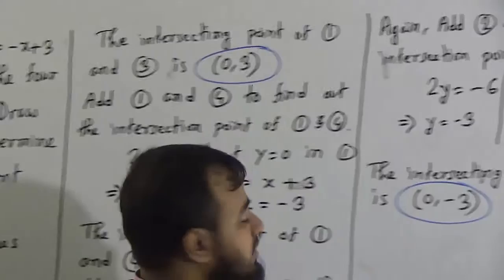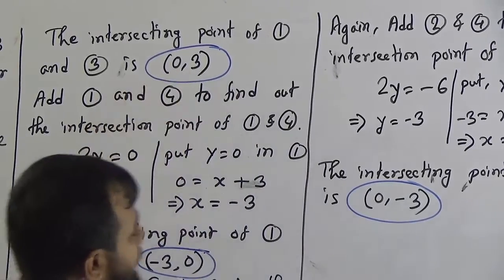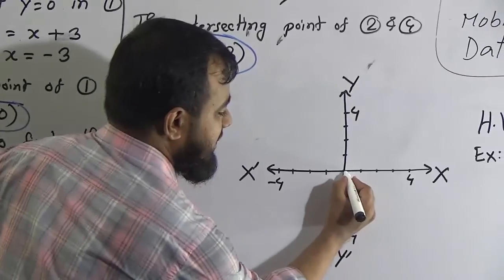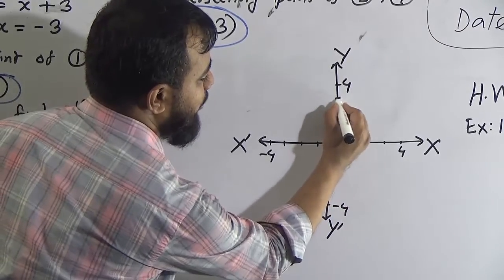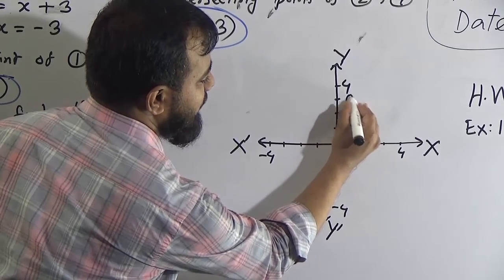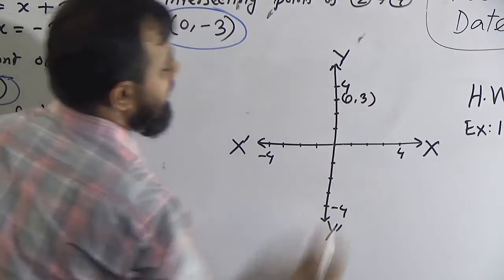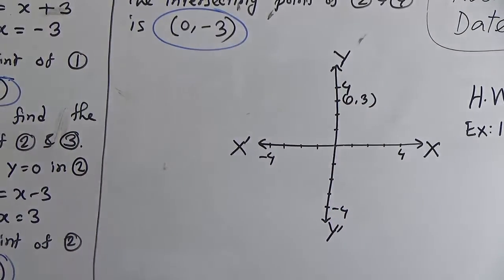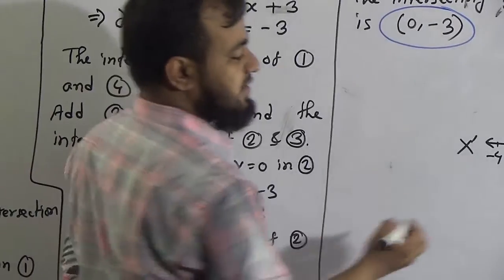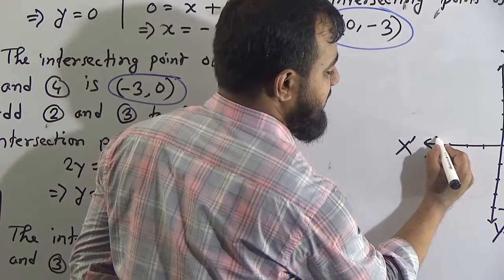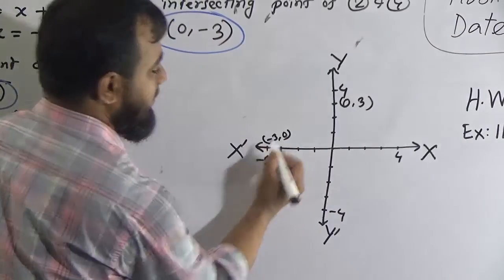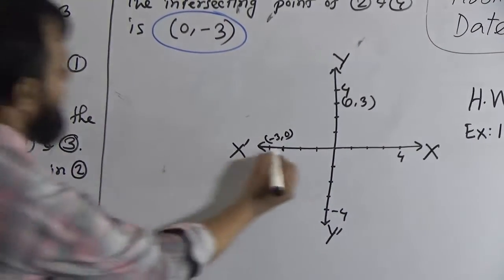First point is 3, 0. Sorry, it's 0, 3. First point is 0, 3. Where is 0, 3? 0 means x is 0, 3 means y is 3. 3 is 1, 2, 3. That means this point is 0, 3. The second point we have got is minus 3, 0. Minus 3 on the x-axis, so 1, 2, 3 to the left. This point is minus 3, 0.